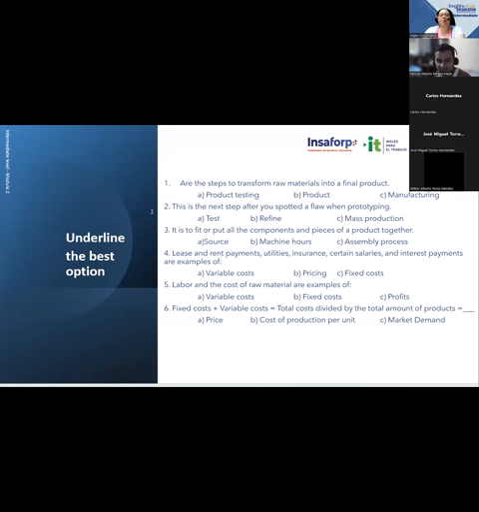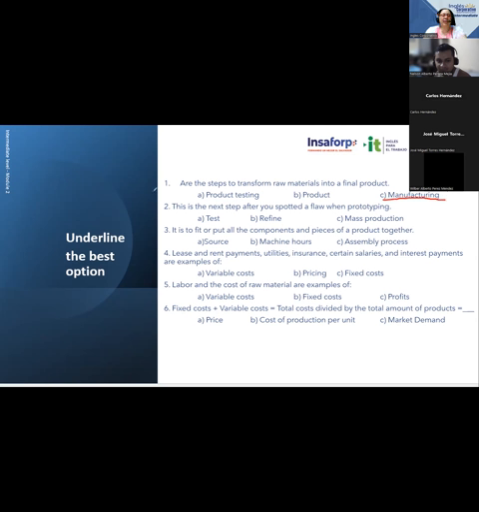A ver, José Miguel, could you please read number one? Are the steps to transform raw materials into a final product? Actually, this is affirmative. It's not like a question intonation, all right? No problem. You may repeat it. Are the steps to transform raw materials into a final product? Great. Guys, what is the answer? Product testing, product, or manufacturing? Manufacturing. Okay, good. Guys, you're outstanding students.